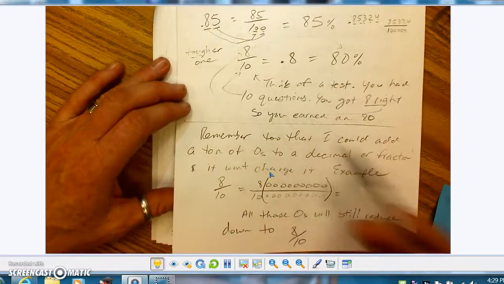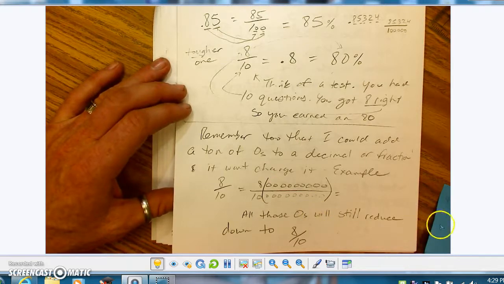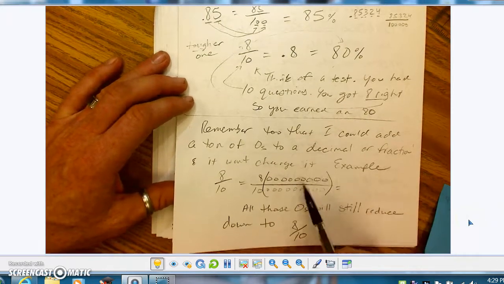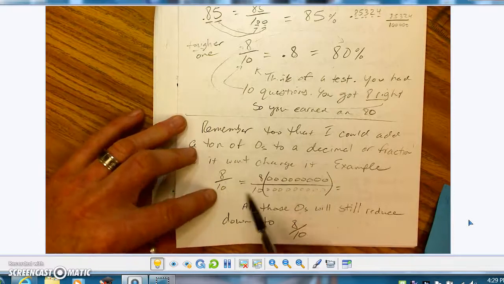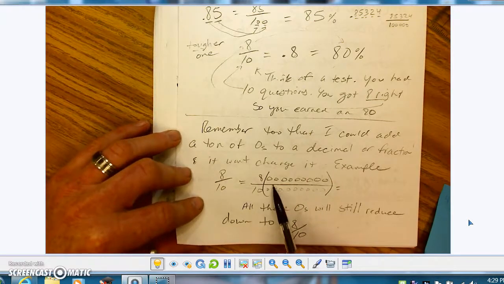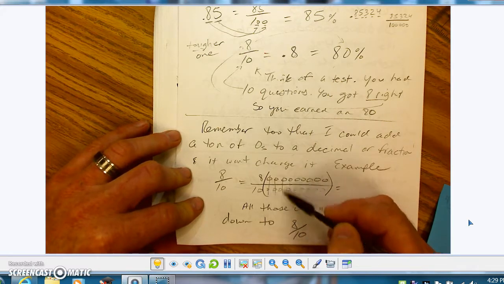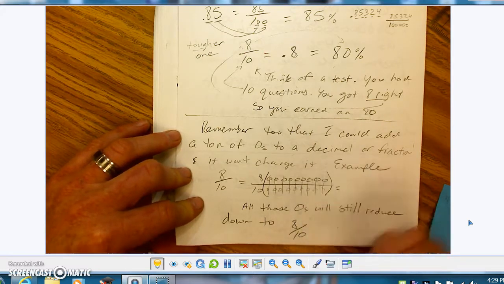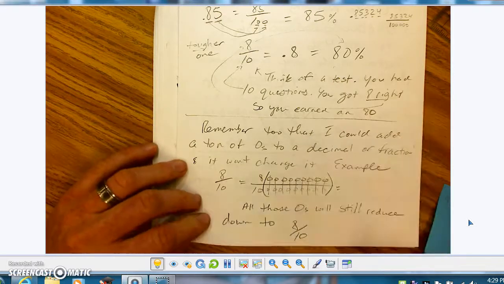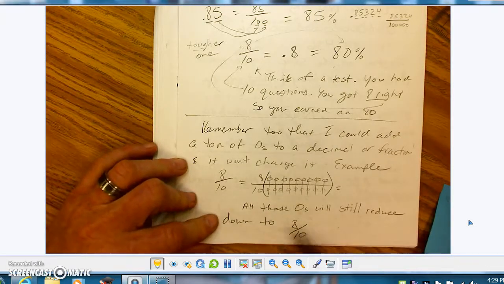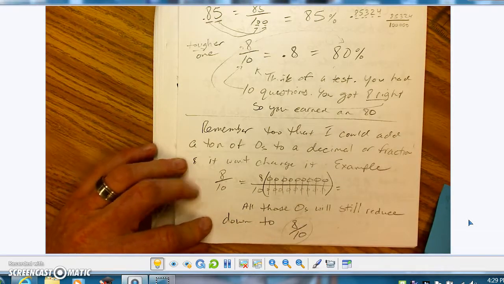Remember too that I could add a ton of zeros to a decimal or a fraction and it wouldn't change it. For example, let's say I had 8 tenths. I could put 8 tenths and then put a whole bunch of zeros as long as I matched up the zeros. As long as I matched up all the zeros, it's not going to change anything. All those zeros would end up reducing down to 8 tenths.